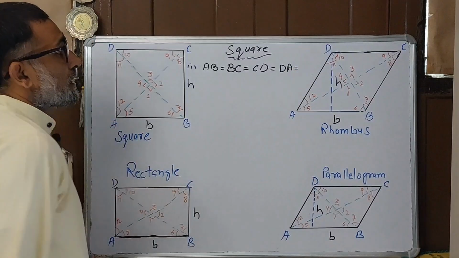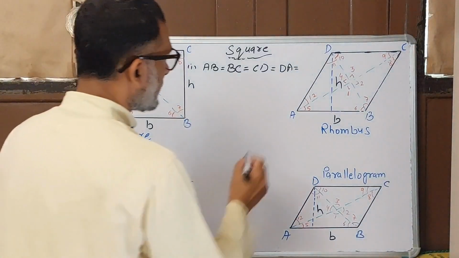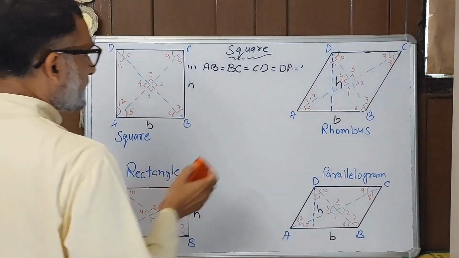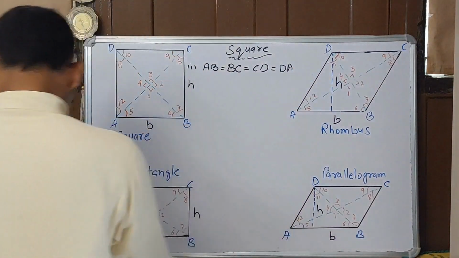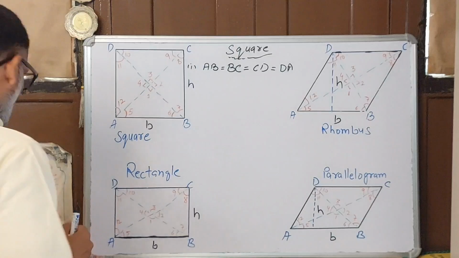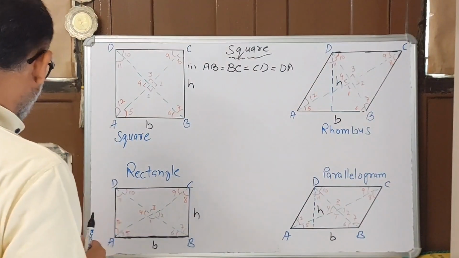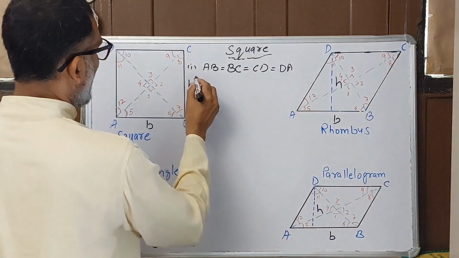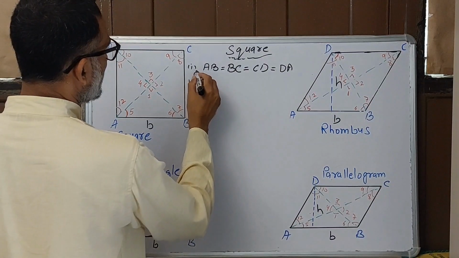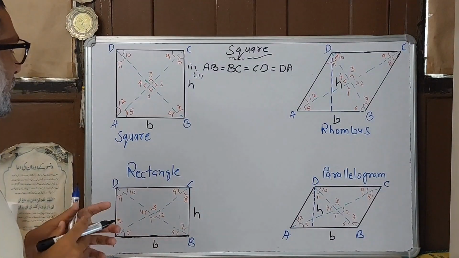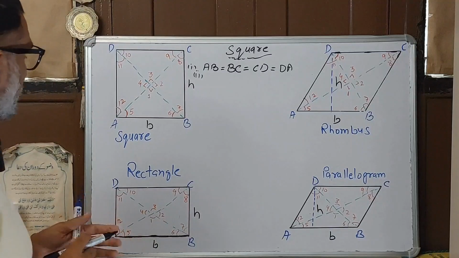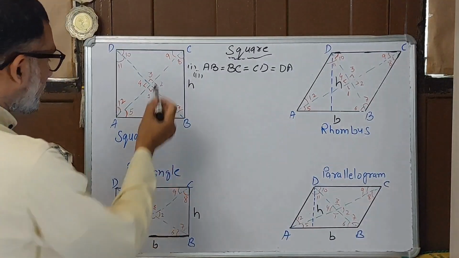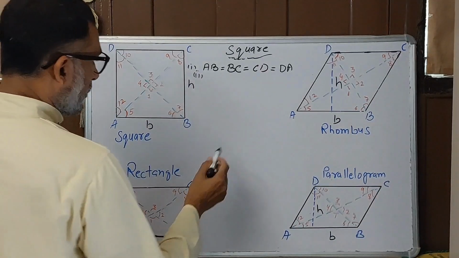All are equal. Equal is already written, so you don't need to write it. This is the symbol of equal. All are equal. You can understand one point. The other point is what? And the other similarities also I missed. What are the similarities?